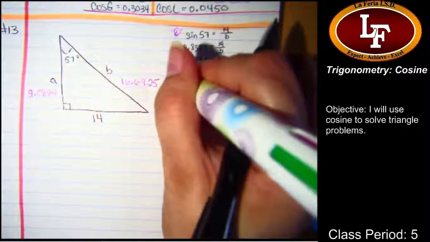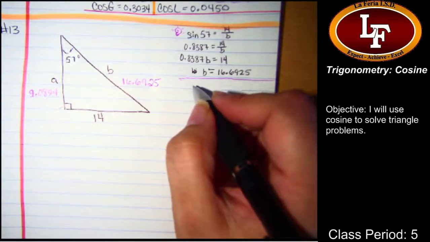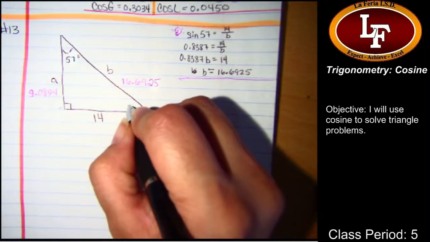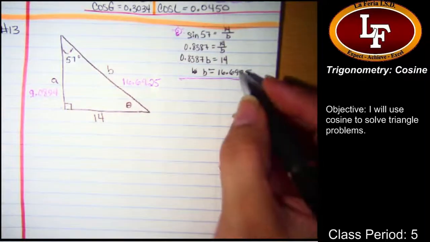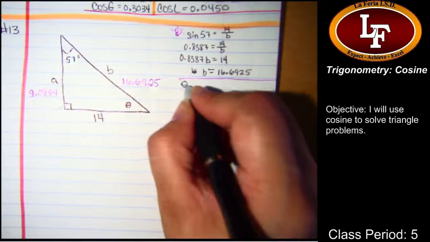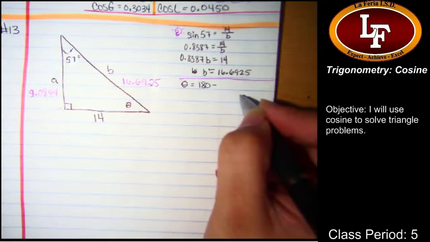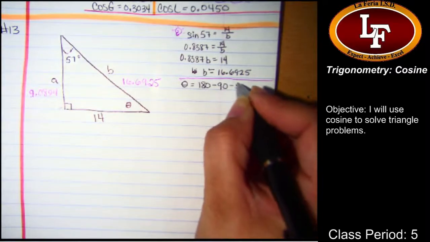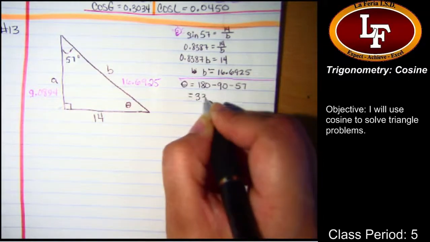To find a, which we did yesterday using sine, we had to first figure out the measure of this angle right here. We're going to call it theta. We got that by taking 180, which is our triangle angle sum, and subtracting the measures of the angles that we already knew. This gave us an angle measure of 33 degrees.